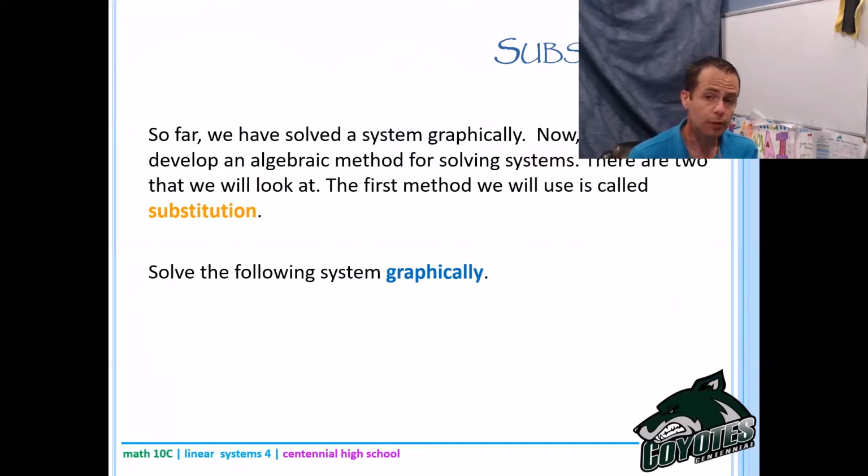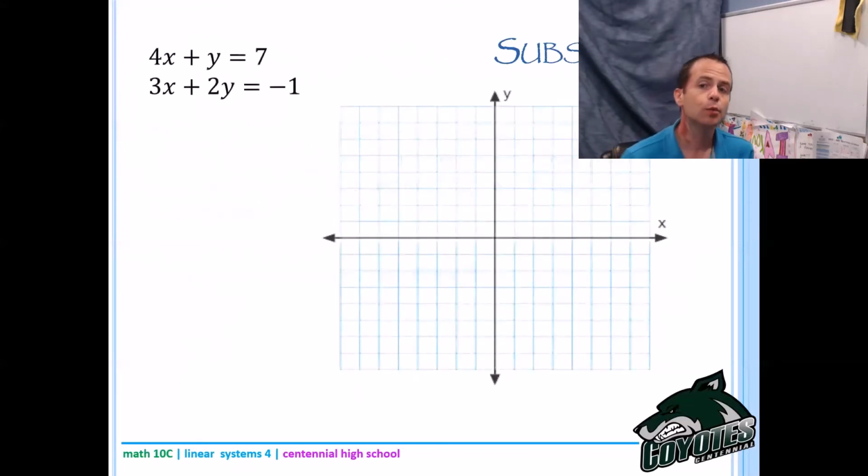There are two that we'll look at. Today is called substitution, and like I said, tomorrow we'll do something called elimination. Now, we'll start though with what you know. I want you to solve this graphically, just as a quick review, okay? So in order to solve graphically, we're going to write these as y equals.